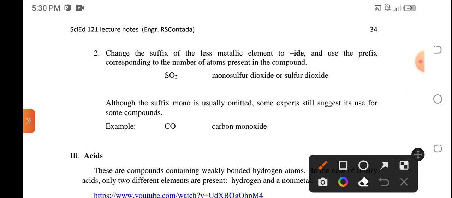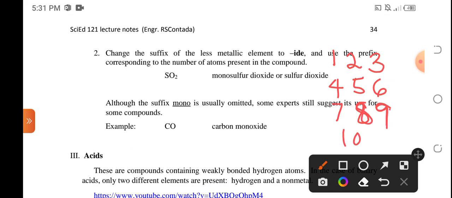Ulitin natin. Mga prefixes. If it's one, mono. 2 is di. 3 is tri. 4 is tetra. 5 is penta. 6 is hexa. 7 hepta. 8 is octa. 9 is nona. And 10 is deca. Sorry.